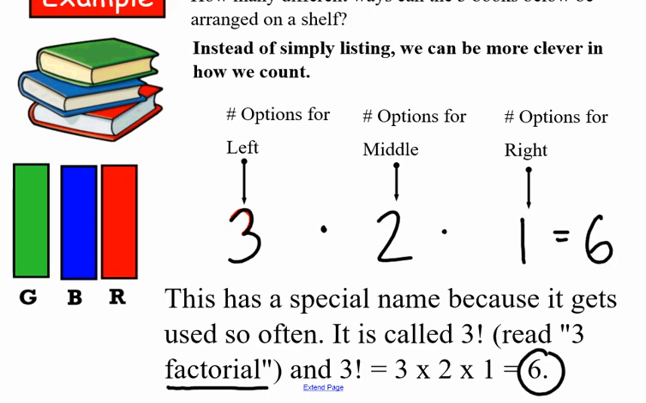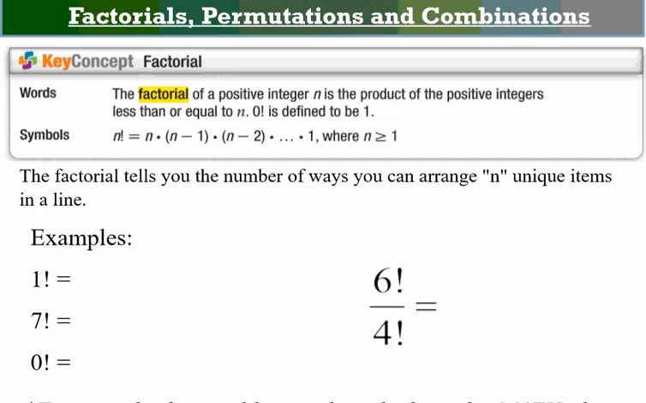As I hinted at, we call this a factorial. The factorial of a positive integer n is the product, meaning multiplication, of all of the positive integers less than or equal to n all the way down to 1. And we define 0 factorial to be 1. I'll give a few justifications for that in a second.